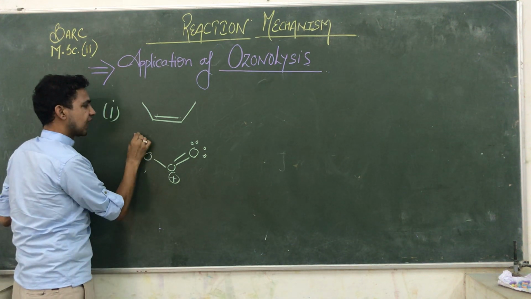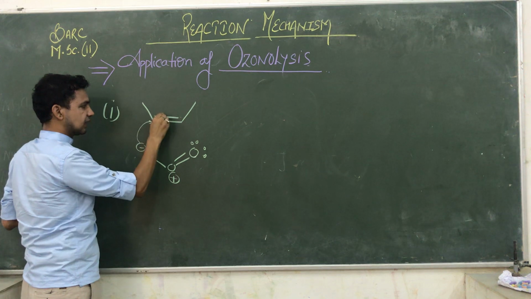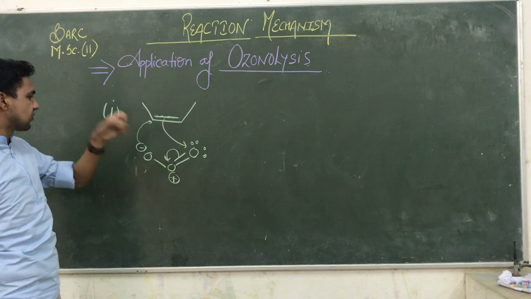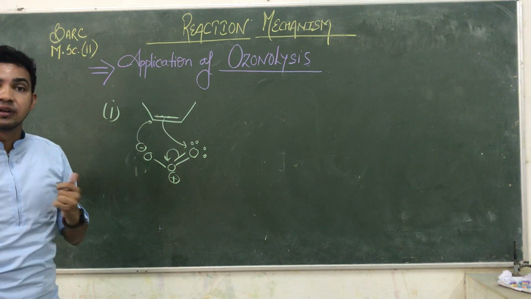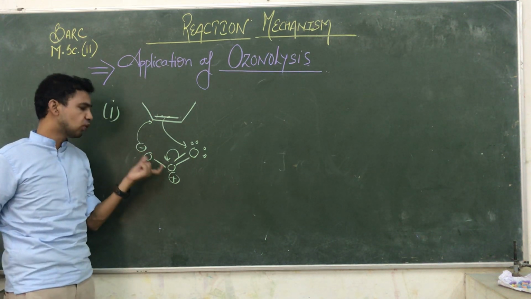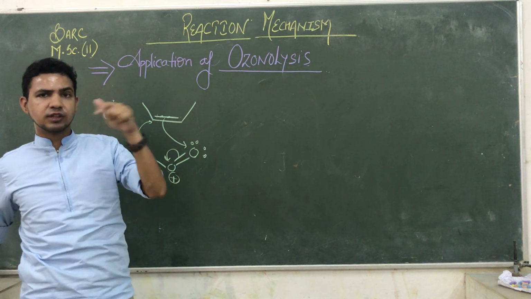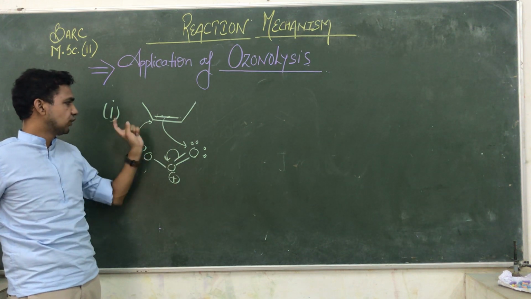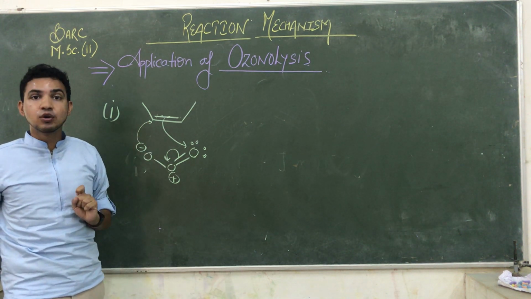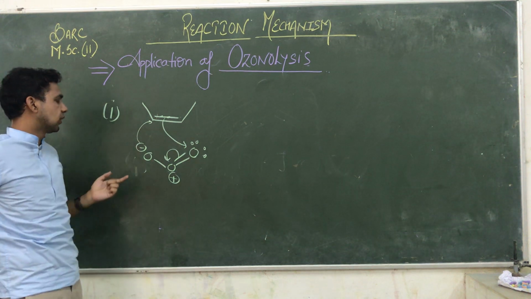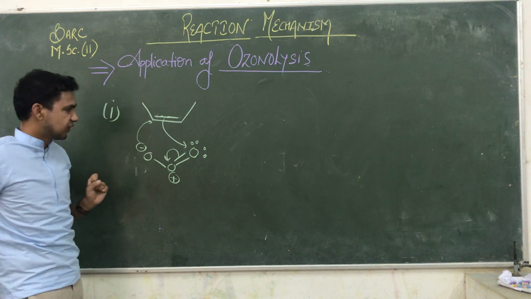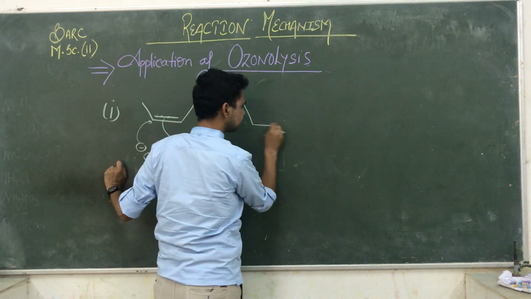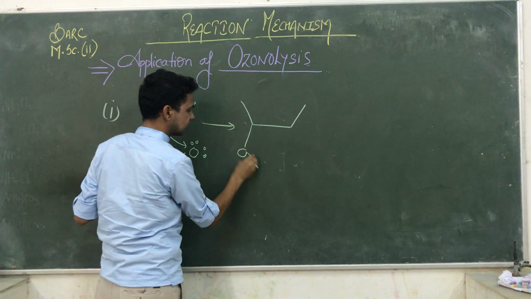What happens? The negative charge attacks here, the double bond attacks here, and the electron comes here. So that is a kind of 1,3-dipolar cycloaddition. Dipolar means having a positive and negative charge in the same ozone molecule. There is a 1, 2, 3. So this is a 1,3-dipolar cycloaddition reaction. After that it gives you a cyclic compound, like this.